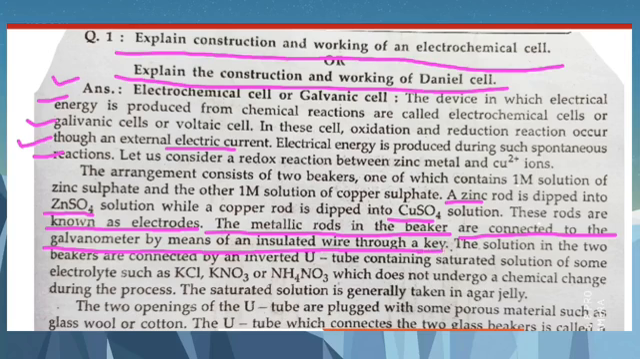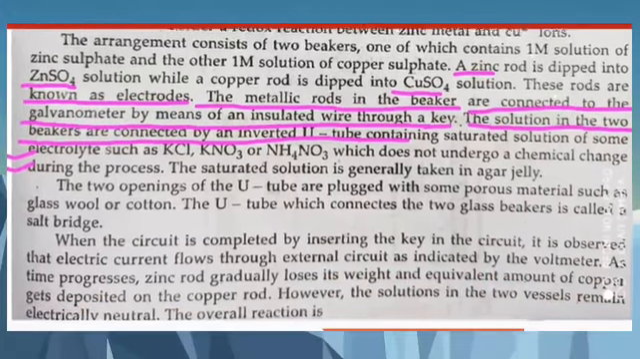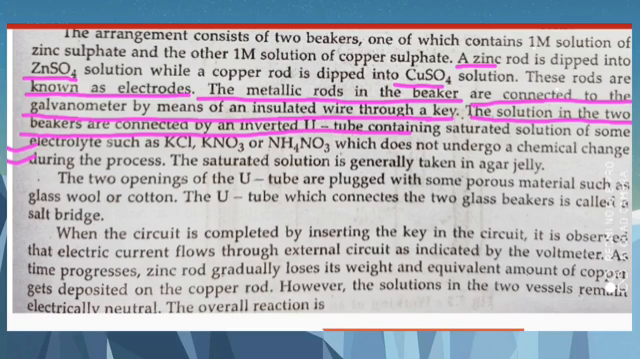The metallic rods in the beakers are connected to the galvanometer by means of insulated wire through the key, a button. The solutions in the two beakers are connected by an inverted U-tube containing a saturated solution of some electrolyte such as potassium chloride, potassium nitrate or ammonium nitrate, which does not undergo a chemical change during the process. The saturated solution is generally taken in agar jelly. The openings of the U-tube are plugged with some porous material such as glass wool or cotton. The U-tube which connects the two glass beakers is called the salt bridge.